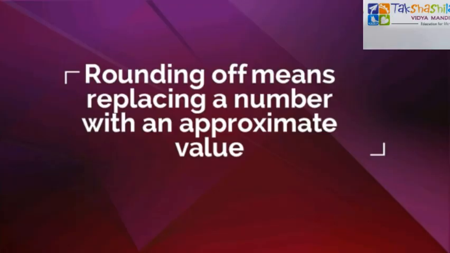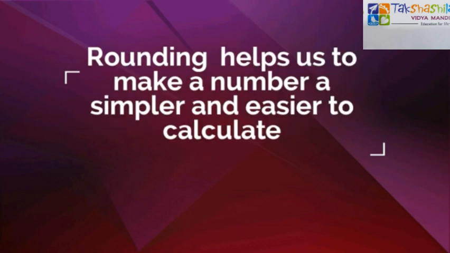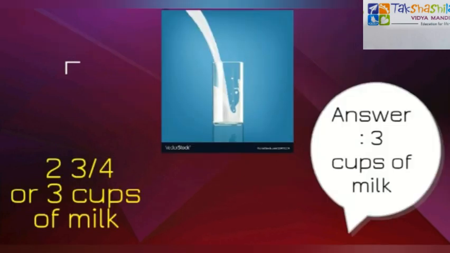Rounding off means replacing a number with an approximate value, and it helps us to make a number simpler and easier to calculate. For example, I have about 2 3/4 or 3 cups of milk every day. Which one is easier and quicker to understand? Yes, 3 cups of milk. That's why we are rounding off the numbers.